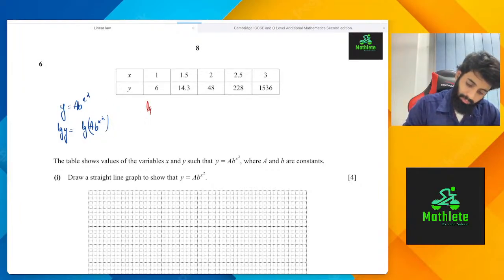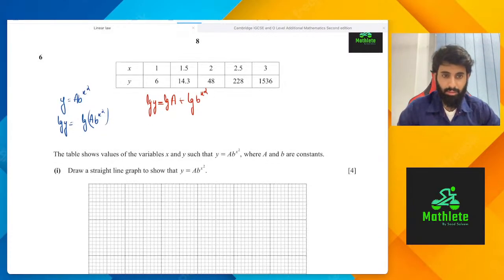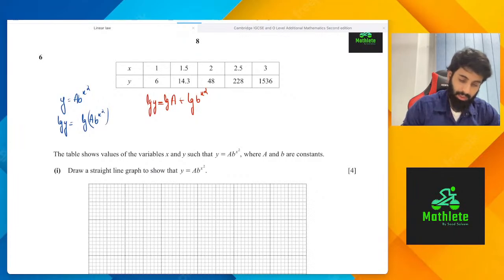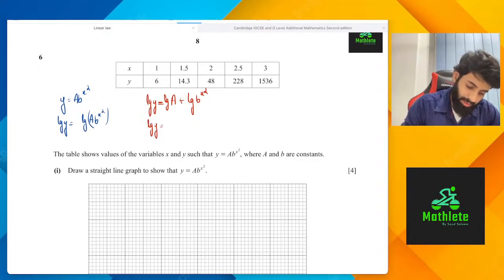So LG y is equal to LG a plus LG b to the power x square. ठीक है. Now this is not for 9th grade, this is for advanced. Well, if you're doing linear law in 9th grade, then yes, of course. So LG y is equal to, now notice what happens, x square नीचे आ जाएगा. ठीक है, तो हो जाएगा x square LG b plus LG a.